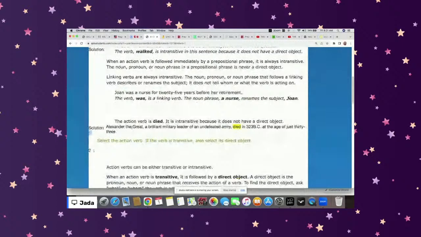Alexander the Great, a brilliant military leader of an undefeated army, died in 323 BC at the age of just 33. So the action verb is died, and it is intransitive because it does not have a direct object. When you ask a question, it's not giving you a direct object. It's just a normal sentence without anything to ask, like what or whom is it identifying in the sentence.